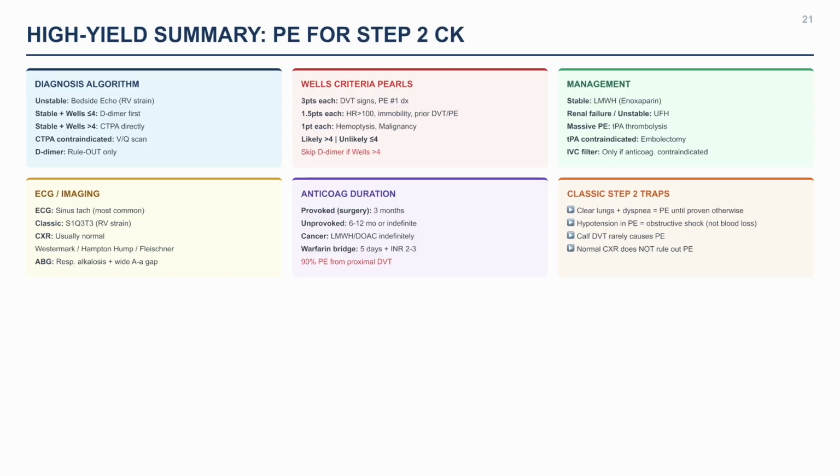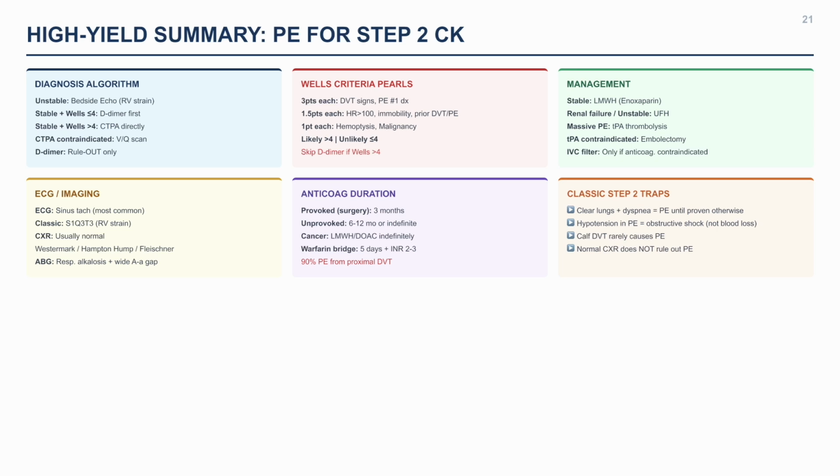Let's wrap up with the highest yield points for Step 2. For diagnosis, always assess stability first. Unstable patients go straight to bedside echo. Stable patients with low Wells score get a D-dimer, and high Wells score go directly to CTPA. For the Wells criteria, remember DVT signs and PE as top diagnosis each give 3 points.